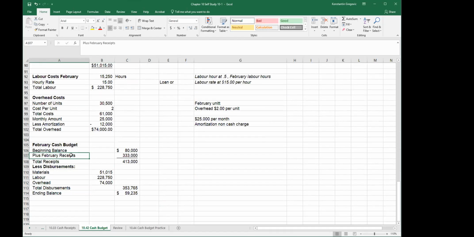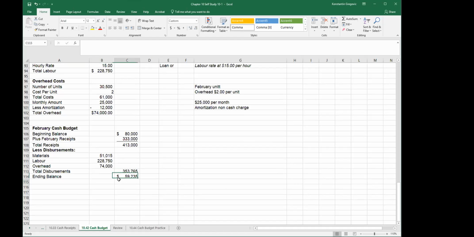So briefly, we went over how to do the receipts, payables based on production. Labor is just a straight cost by your direct labor hour, and overhead is basically your total cost of overhead adjusted for amortization. That's how you get your total disbursements, and your total receipts to get to your ending balance. Okay, we're going to have to move on here. So let's go quickly to variance analysis, standard cost variance analysis.